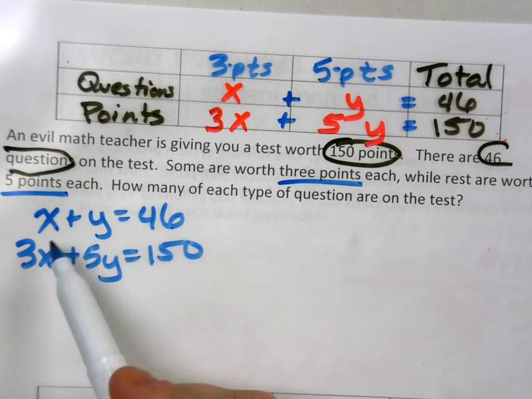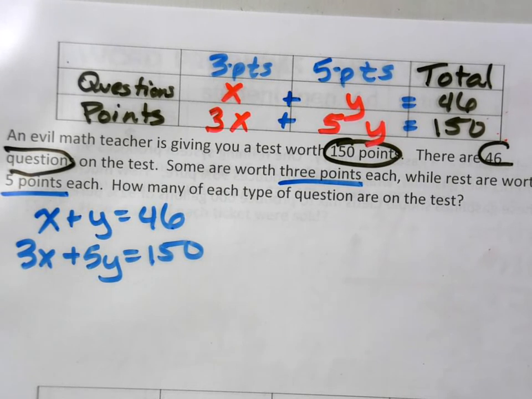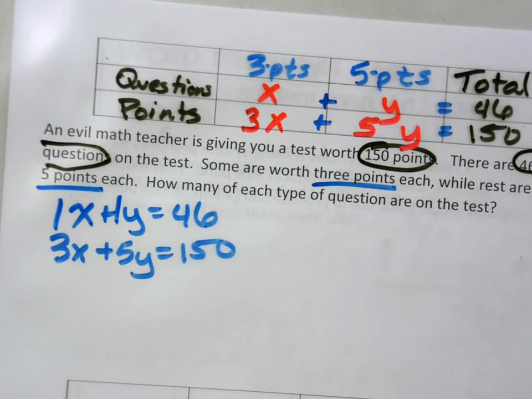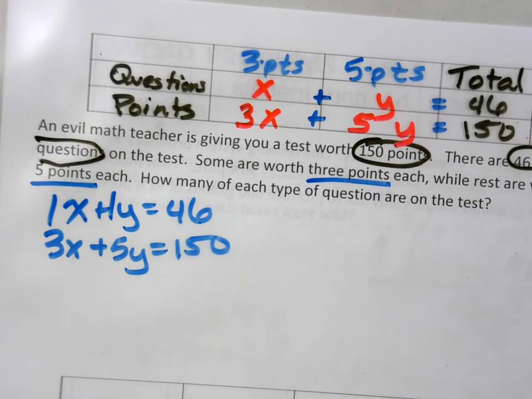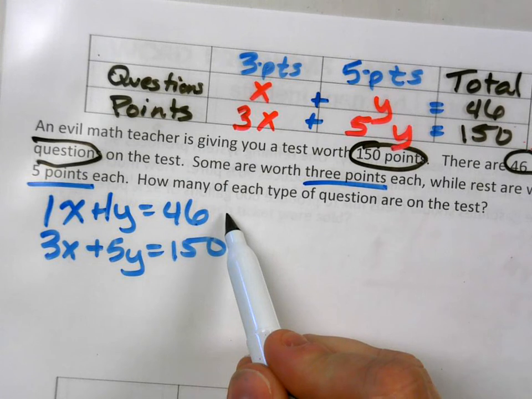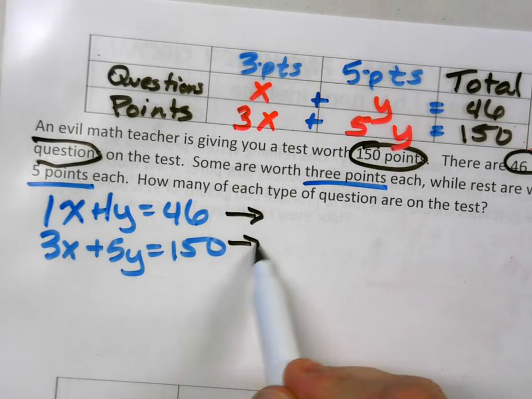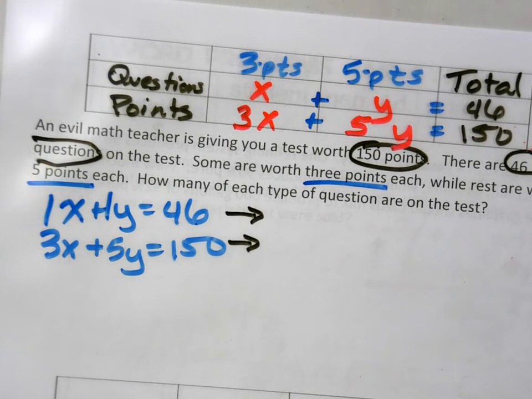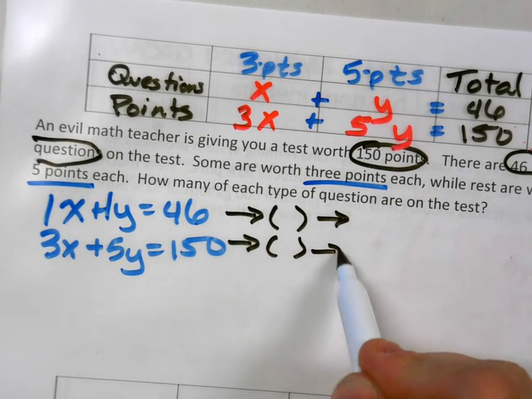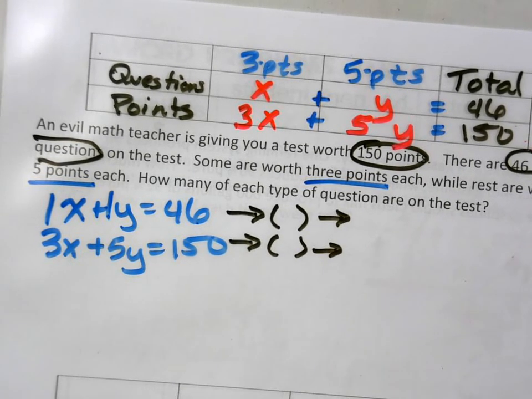Okay, so what do I need in front of this x and this y right here? A 1, so that we remember that there's a 1 there. Okay, will anything cancel right away? No. So what am I going to have to do? I need something to cancel, so I'm going to force them to cancel.